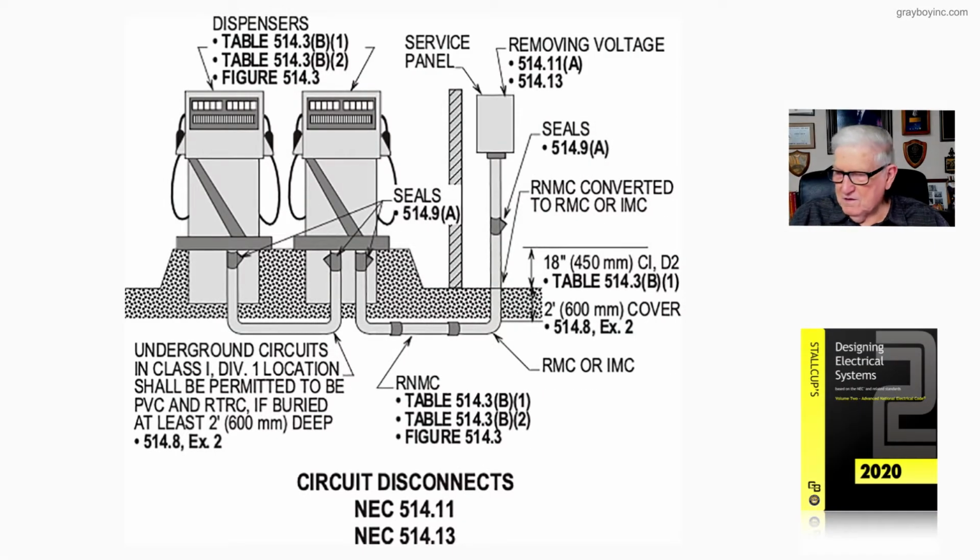Now let's look at this figure 21-49 and review circuit disconnects in accordance with 514.11 and 514.13. Reviewing these disconnects, they're required to remove all the voltage. And of course, we look at 514.11 and 514.13.